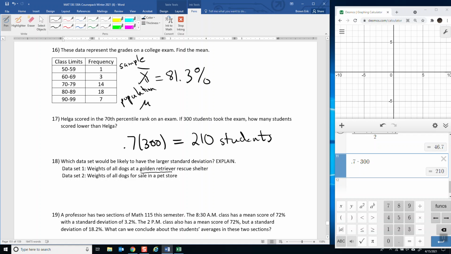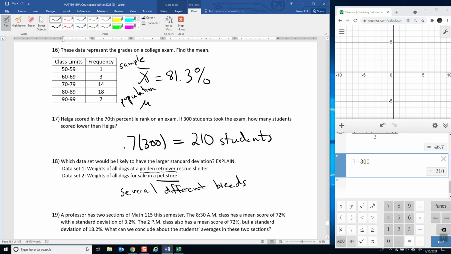So here we're looking at a specific type of dog at the rescue shelter. So presumably they're all going to be fairly close weights since they're the same breed. I guess that's the right word. However, it's a rescue shelter, so you could have significantly malnourished dogs or incredibly obese dogs based on the type of negligence of the owner of the dog or the previous owner. Who knows? However, if we look at weights of dogs for sale in a pet store, we might consider there's a bunch of different breeds. So then their weights could be all over the place.